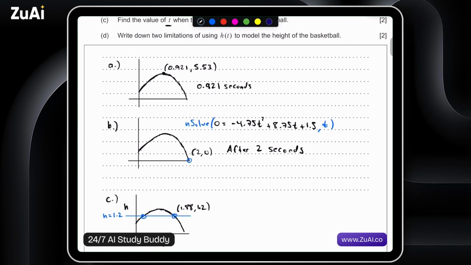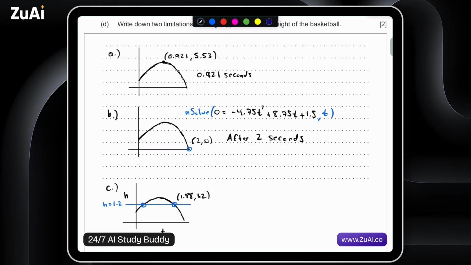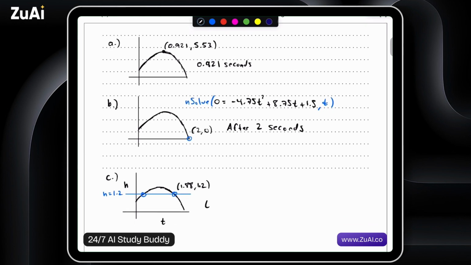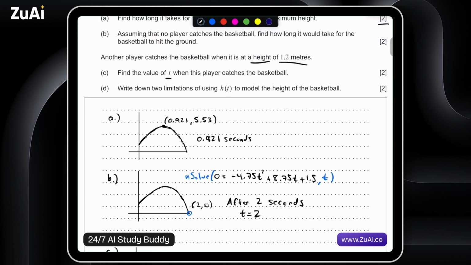Okay. Find the value of t when this player catches the ball. t is equal to 1.88. You can write after 2 seconds, but all the same you can write t is equal to 2 for each of these questions as well.